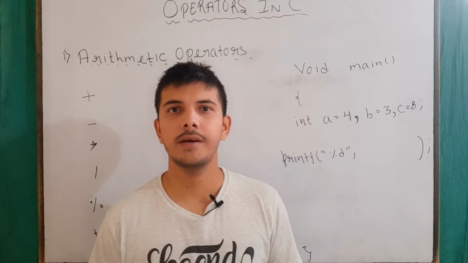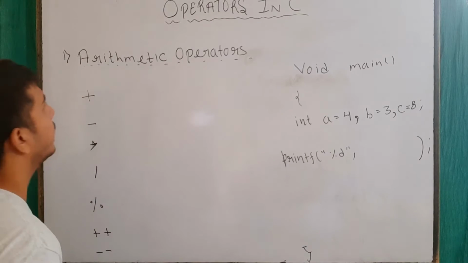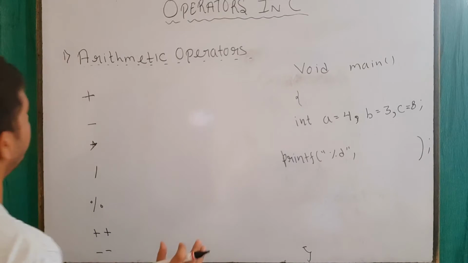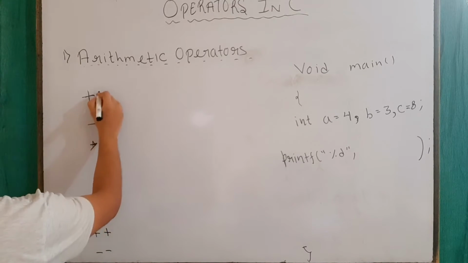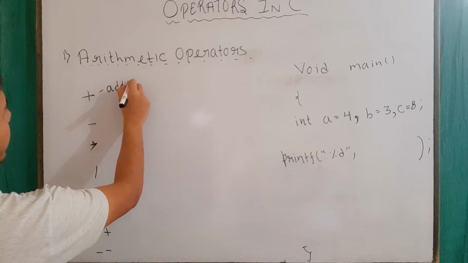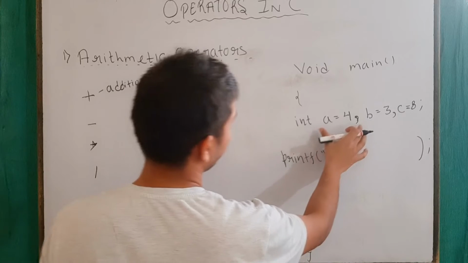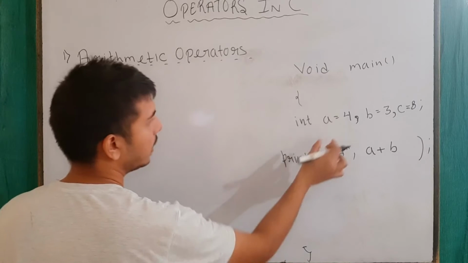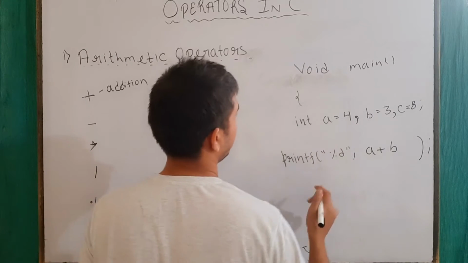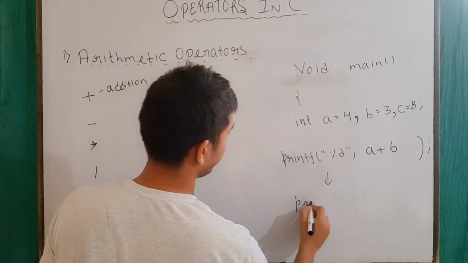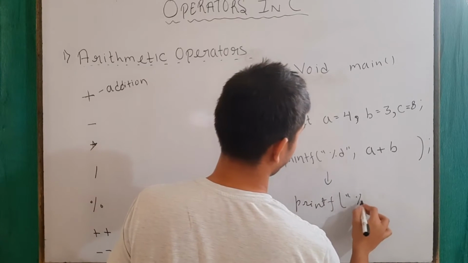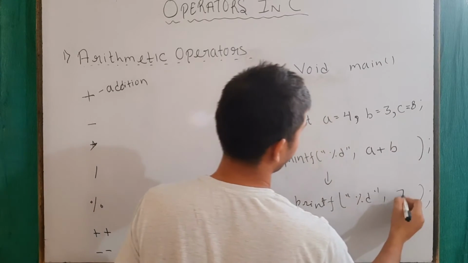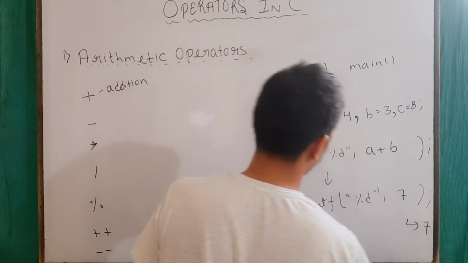Now let's look at the arithmetic operators. These are the simple mathematical operators that we use in the C programming language, just like normal mathematics. First, this is our addition operator. If I ask you what will be the output of A plus B, let's say A is 4 and B is 3, then A plus B means 4 plus 3, so our final output will be 7.